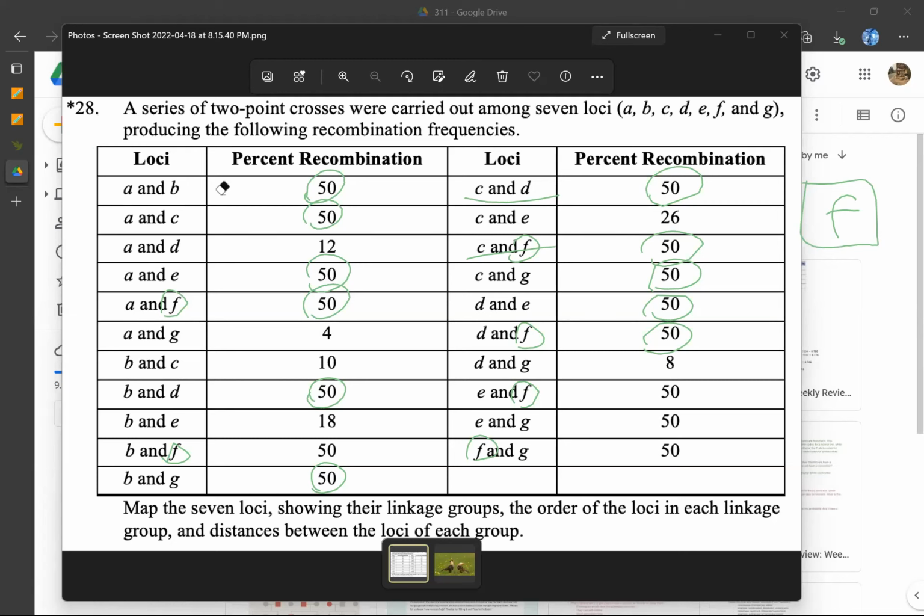A is unlinked from B. So A is over here, and B is over here. A is also disconnected from C. A is disconnected from E. So I'm just looking at all this stuff. And then A is also disconnected from F. But A is really close to G, and kind of close to D.